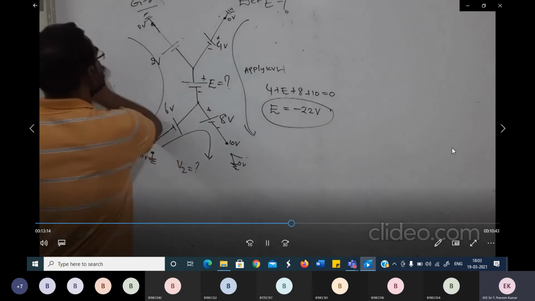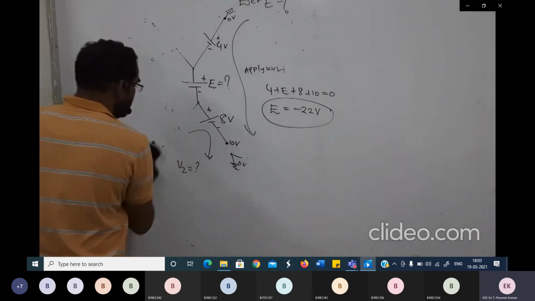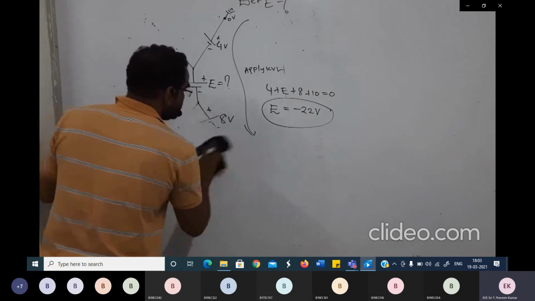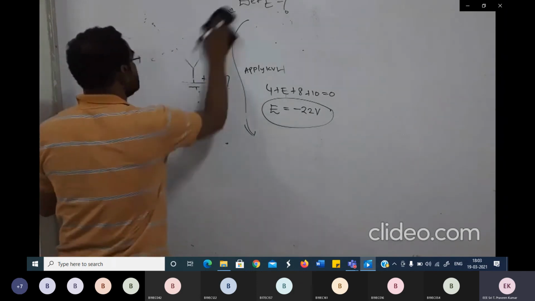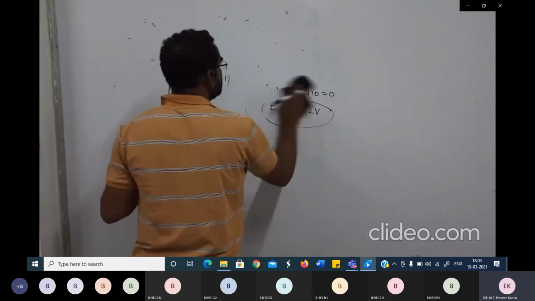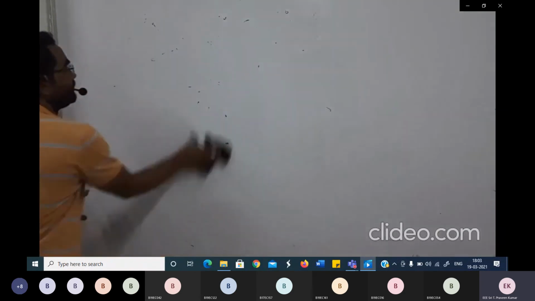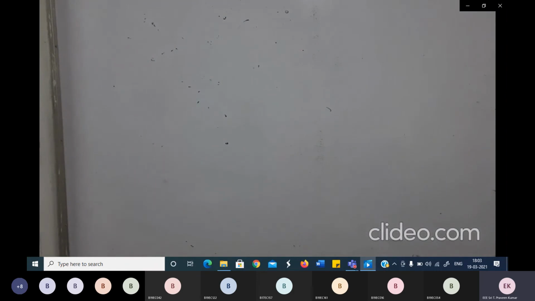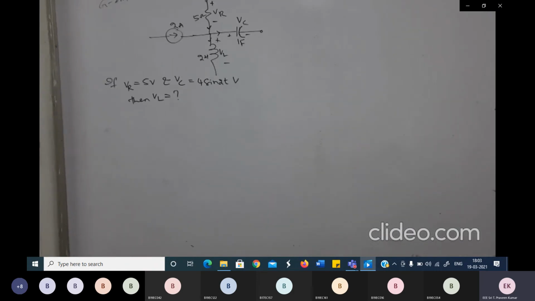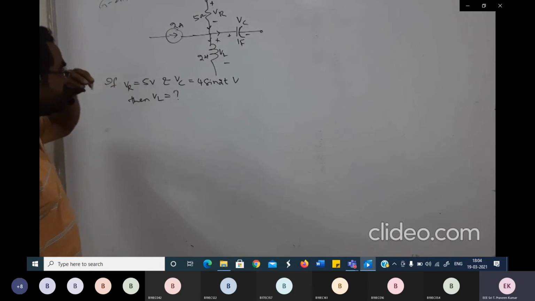We'll see the next question, which was also asked in the GATE examination. Now let's see the next question. This is a figure which is given in the GATE examination.